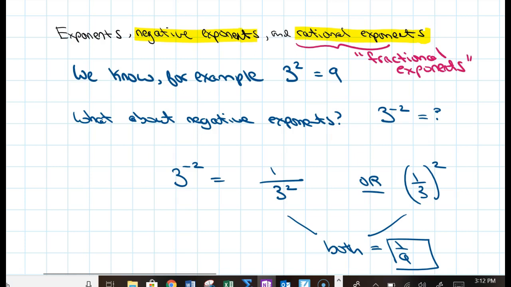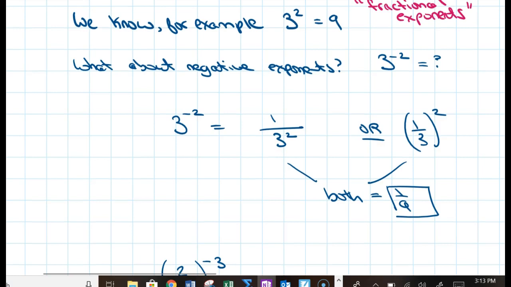This should all be old news. We know that 3 squared equals 9. We also know that negative exponents, 3 to the negative second, is equal to 1 over 3 squared, or 1/3 to the second. A lot of people forget that when you've got a negative exponent, you can choose to reciprocate the base. So 3 is the same thing as 3 over 1. You can write 3 over 1 as 1/3 and then make the exponent positive.